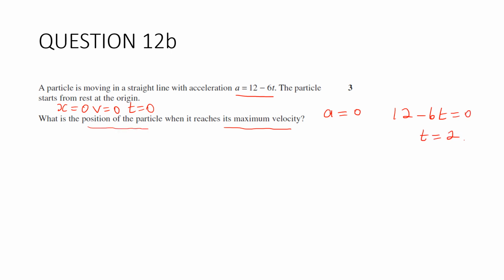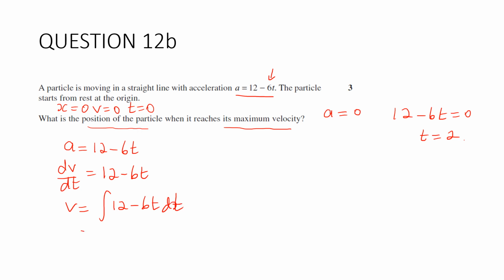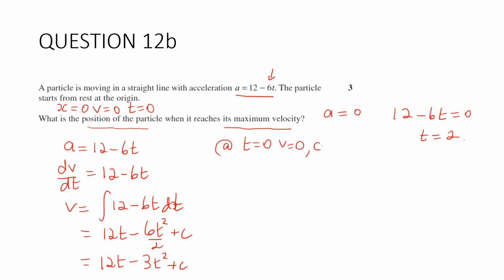But we want the position of the particle, so we're going to have to integrate. So a is equal to 12 minus 6t. Because we've got a t in this equation, we need to do dv/dt. And so v will equal the integral of 12 minus 6t dt, which is 12t minus 6t squared on 2 plus c. All right, at t is equal to 0, v is equal to 0, so c will equal 0.